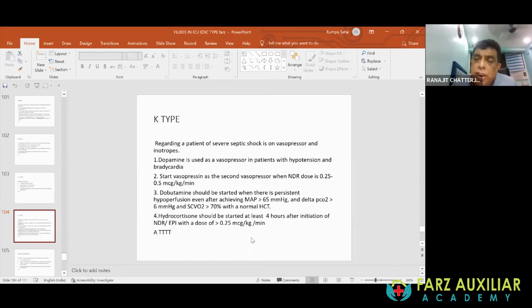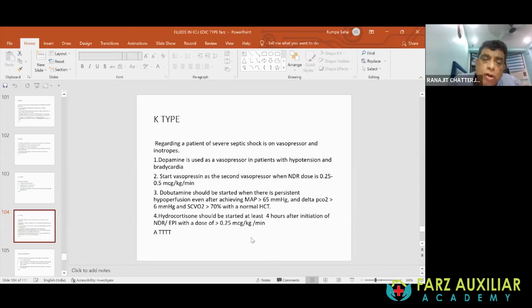You can do an ABG and a VBG. See the change in PCO2. If the delta PCO2, that is the PCO2 in the VBG minus that in the ABG, venous minus arterial PCO2, is more than 6, and your ScvO2 is more than 70 with a normal hematocrit, here dobutamine should be used.